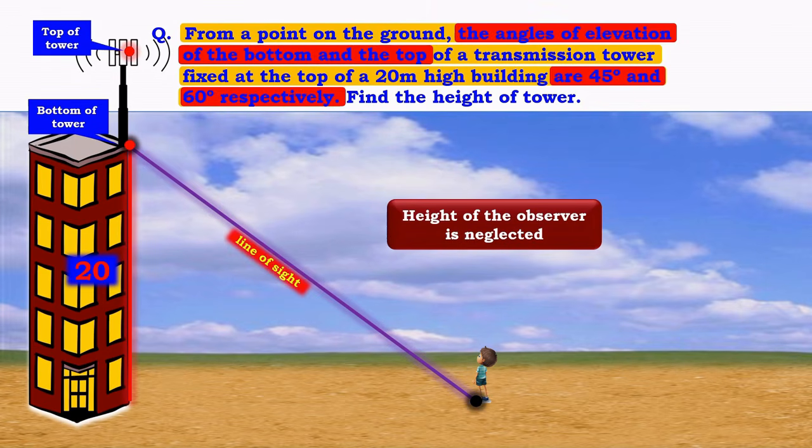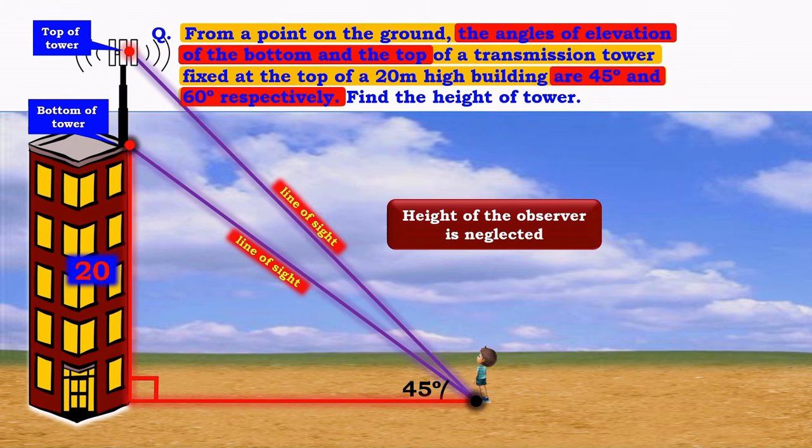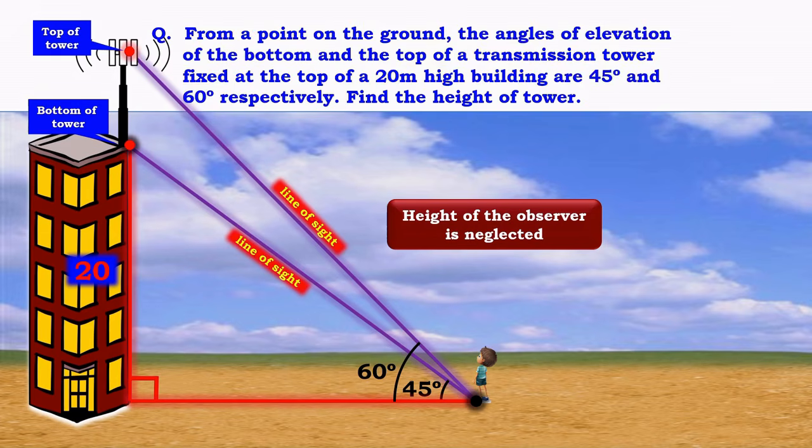The observer is standing at point D on the ground. The angle of elevation of the bottom of the tower, that is point B, is 45 degrees. The angle of elevation of the top of the tower, that is point C, is 60 degrees. The height of the observer is neglected. We need to find the height of the transmission tower, which is the length from B to C. Let us now solve this problem step by step.